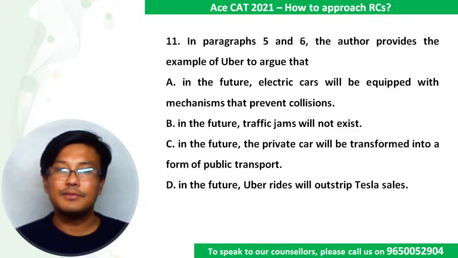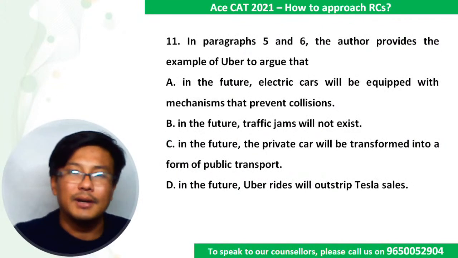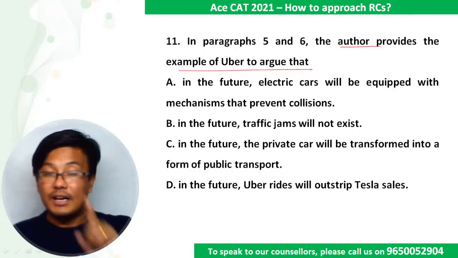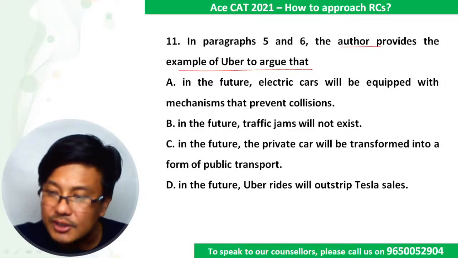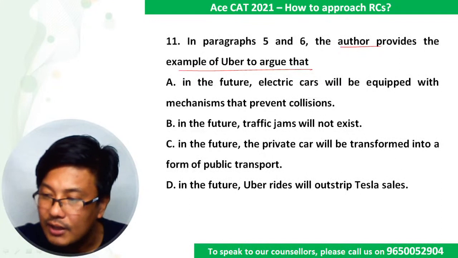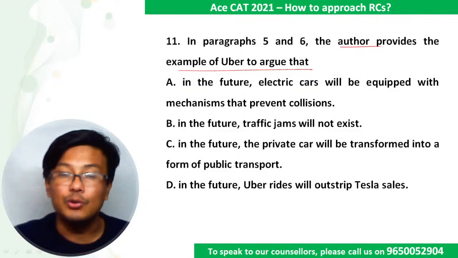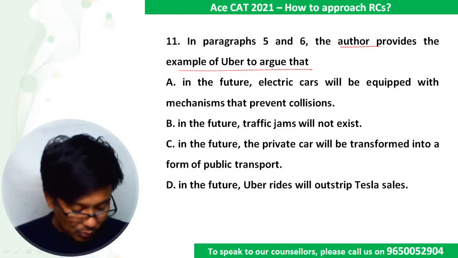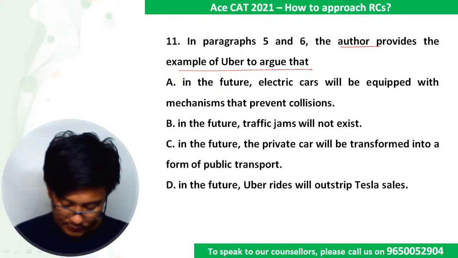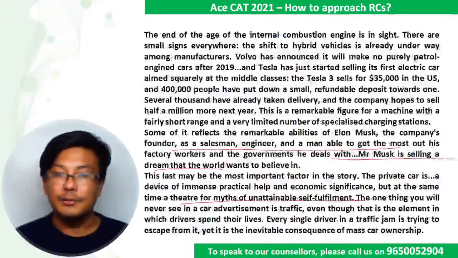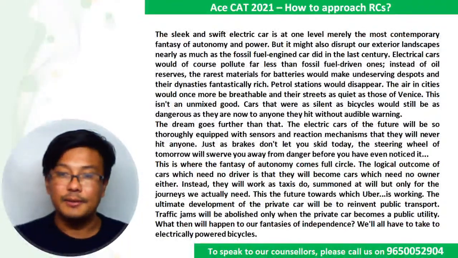In paragraphs 5 and 6, okay, forget the paragraph. The author provides the example of Uber. So again, something which is connected to a specific part. Why does the author give the example of Uber? So where does he give the example of Uber? We will see. If you want, I will show you that part. He gives you the example of Uber here, somewhere like here, right?